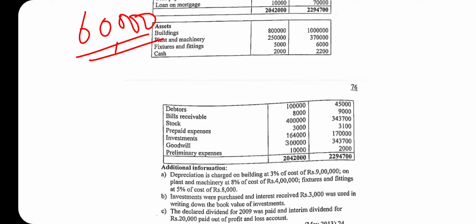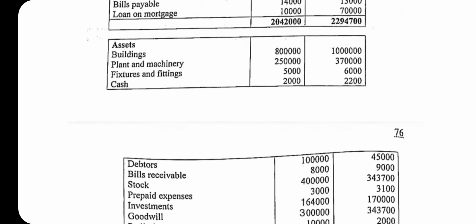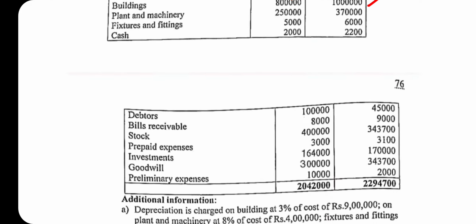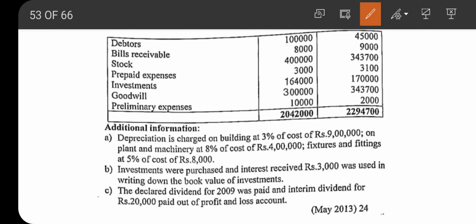So then we'll analyze the assets. The first item is building. Opening balance is 8 lakh, closing balance is 10 lakh. So we should consider the adjustment also. It is given that depreciation is charged on building at 3% of cost of rupees 9 lakh. So on 9 lakh, 9 lakh into 3%, how much? That will be the amount of depreciation on building.